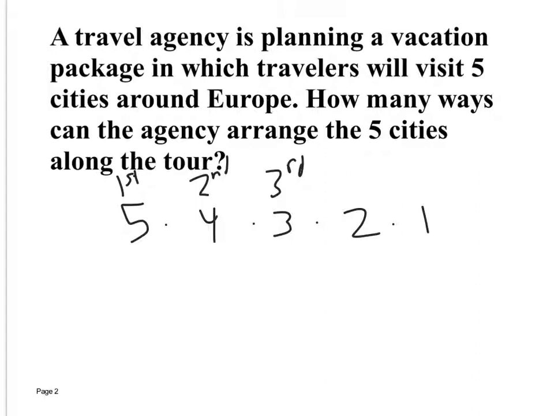So here's how you figure that out. You just multiply all these. You take 5 times 4 times 3 times 2 times 1, and you get 120. So there are 120 ways to arrange those cities.